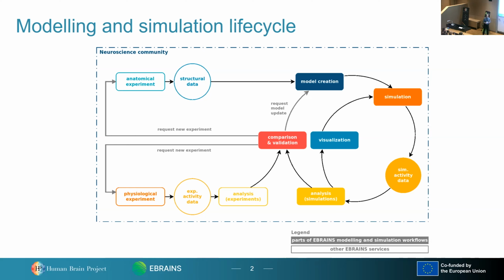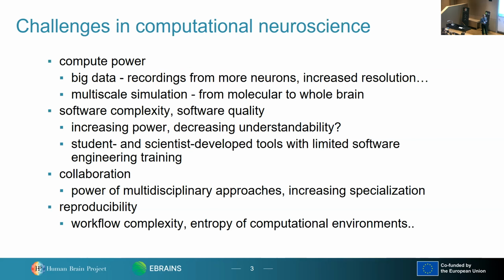So EBRAINS aims to provide tools for all of these parts on the right: model curation, simulation, analysis, visualization, and comparison and validation. But why? I mean, people have been doing this for many decades now. So why use EBRAINS for this?